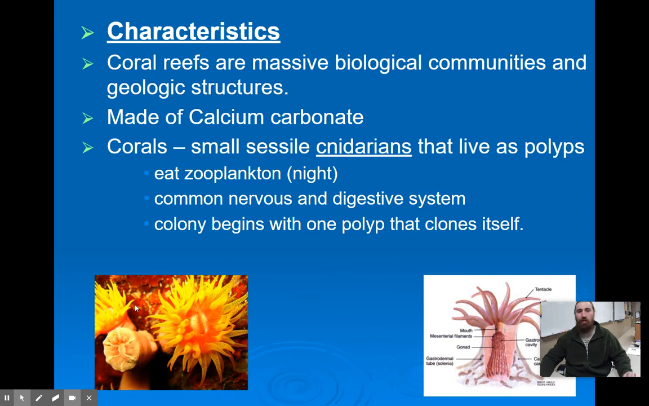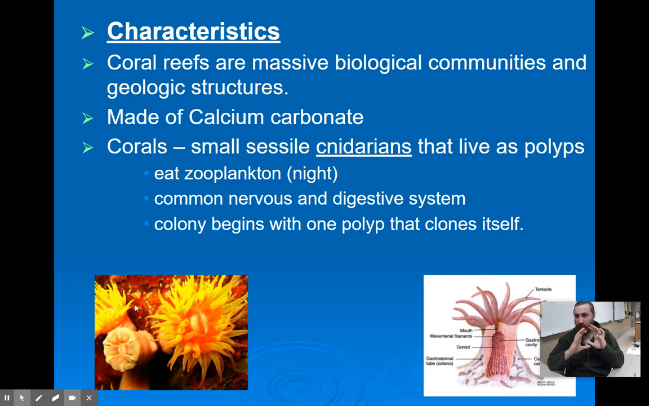So a couple key characteristics of coral reefs. Coral reefs are massive biological communities and geological structures. So one piece of coral isn't just one living organism, it's made of a whole bunch of different living organisms. Now, with that being said, the main structure of our hard corals, which we're going to talk about later, is something called calcium carbonate. Now, these corals do have small sessile cnidarians.